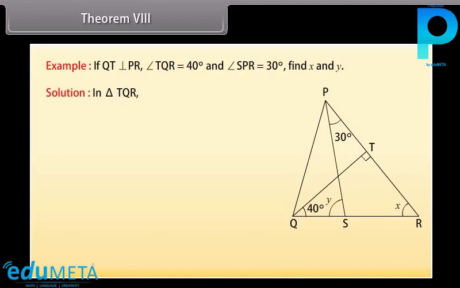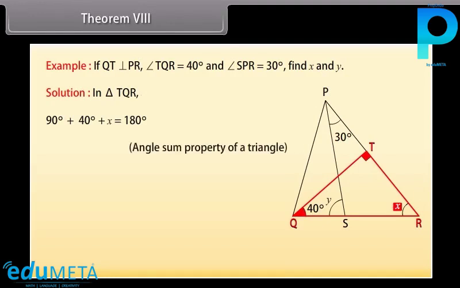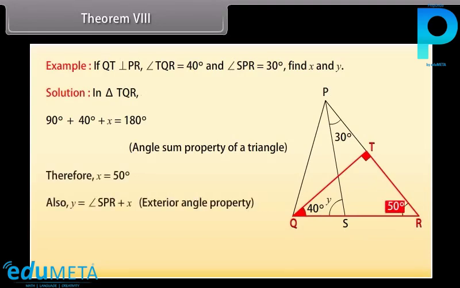Solution. In triangle TQR, 90 degrees plus 40 degrees plus x is equal to 180 degrees, because of the angle sum property of a triangle. Therefore, x is equal to 50 degrees. Also, y is equal to angle SPR plus x, because we know that if a side of a triangle is produced, then the exterior angle so formed is equal to the sum of the two interior opposite angles. Therefore, y is equal to 30 degrees plus 50 degrees, which is 80 degrees.